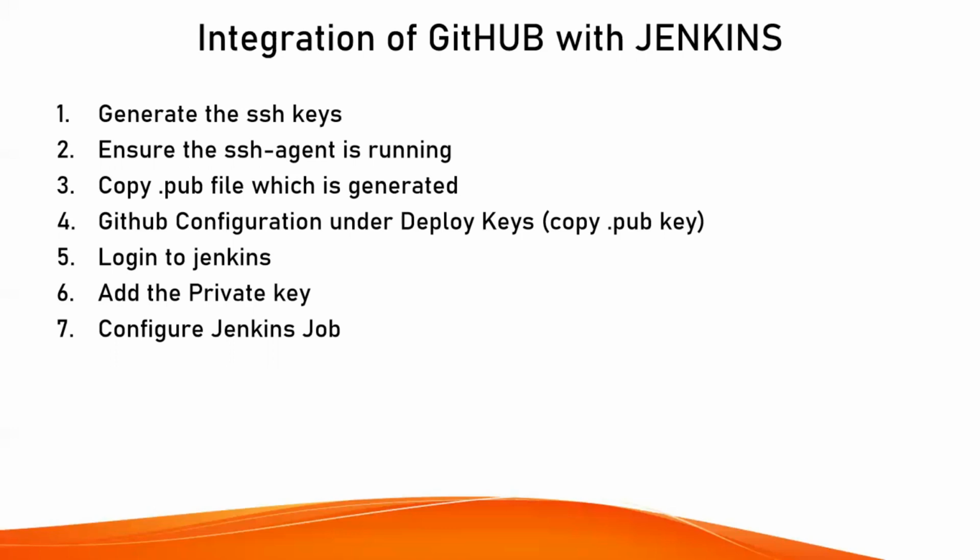Once we have generated the SSH key, we need to copy the public key, which is generated in step 1, to the Git repository. Don't worry, I'm going to show you how to deploy your public key in the GitHub repository configuration. The fifth step is that we will be logging in to Jenkins, and then we are going to add the private key, and then configure the Jenkins job. At stage 7, we have integrated our GitHub repository with Jenkins by using the public and private key.